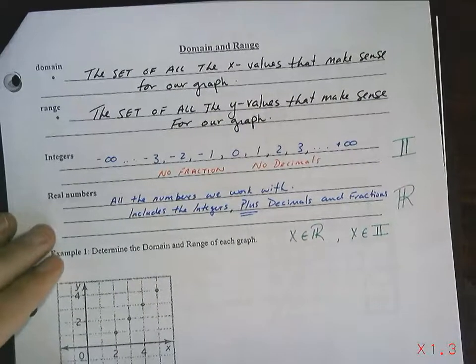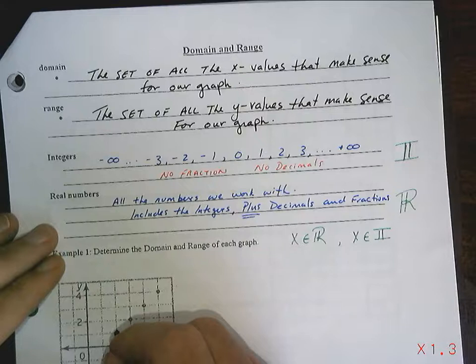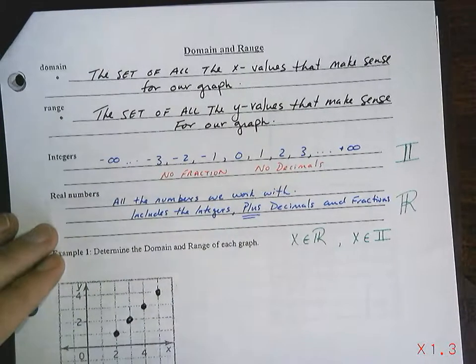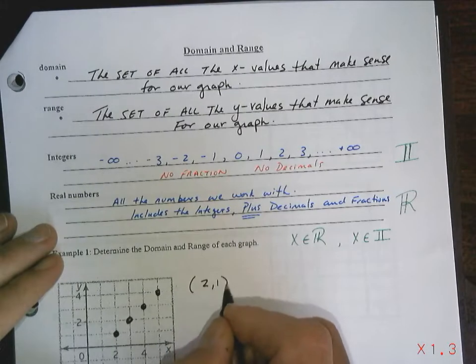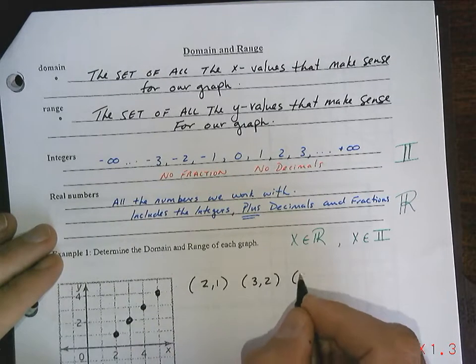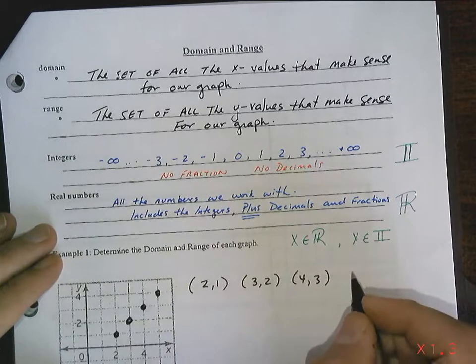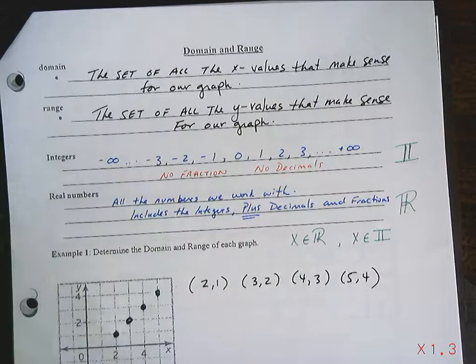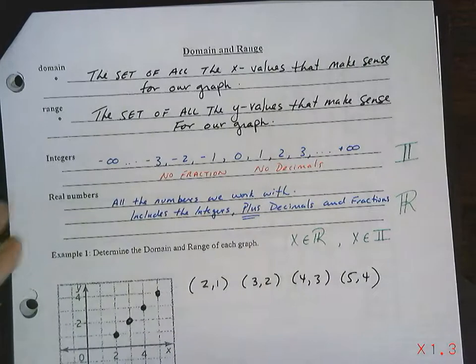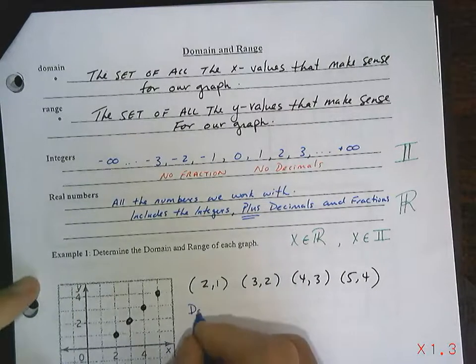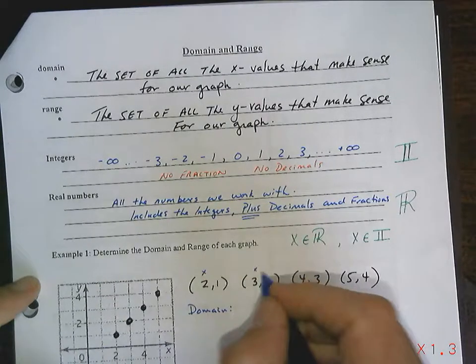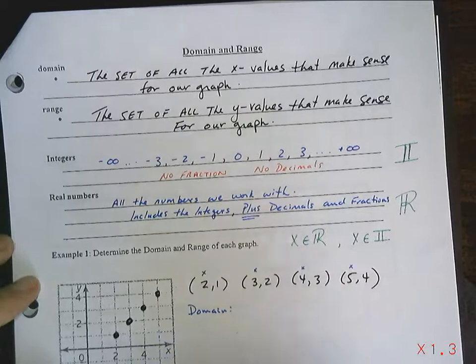So this graph here that I have is supposed to just be a bunch of dots. A dot, a dot, a dot, a dot, and those dots represent these points: (2, 1), (3, 2), (4, 3), and (5, 4). Now, they stop there. There's only those 4 dots. Now, the domain is going to be all the x values that make sense to our graph. That's an x value, that's an x value, that's an x value, that's an x value. They all make sense to my graph.